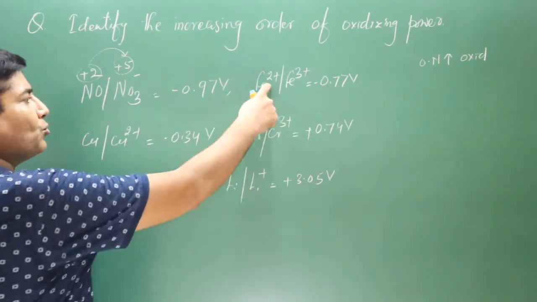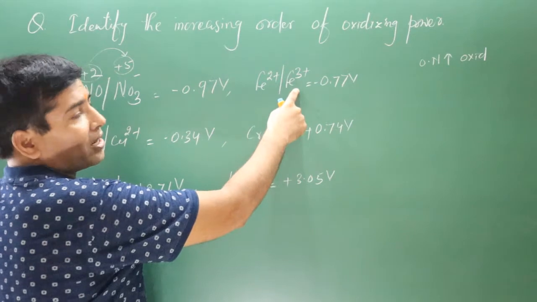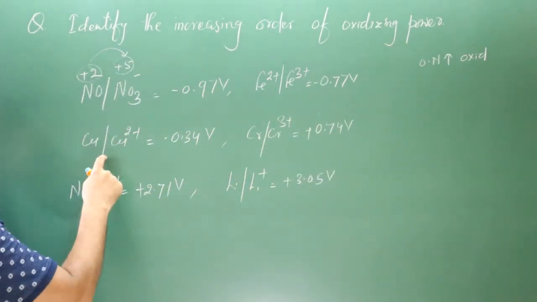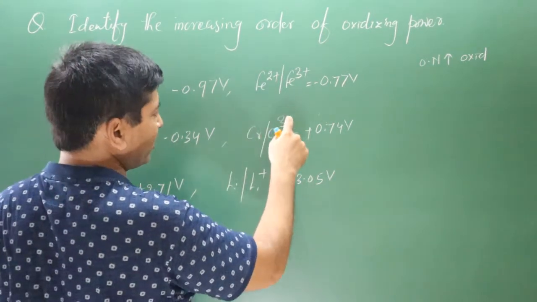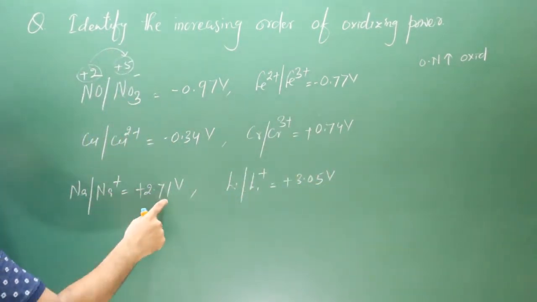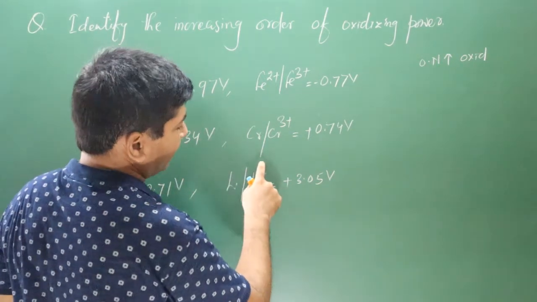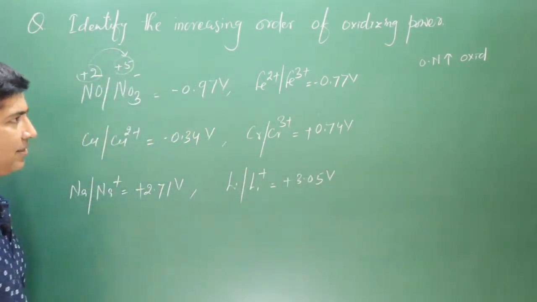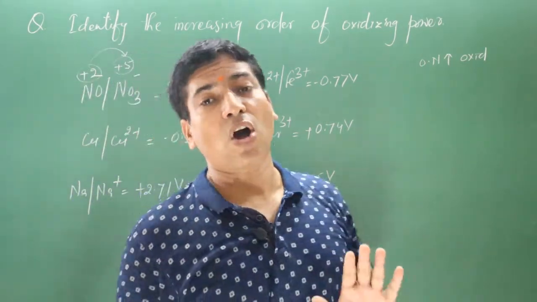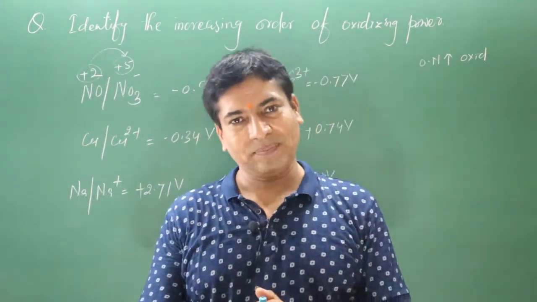+2 to +3, increase in oxidation number, oxidation, so it is oxidation potential. 0 to +2, oxidation, oxidation potential. 0 to +3, oxidation, oxidation potential. 0 to +1, oxidation, oxidation potential. 0 to +1, oxidation, oxidation potential. You can see in all these reactions only oxidation is taking place, that's why standard oxidation potential values are given.